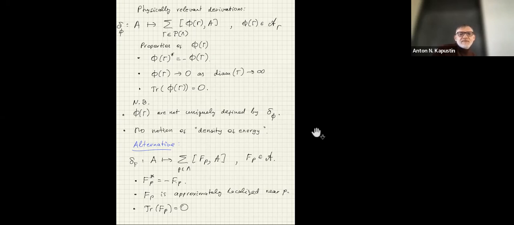Now, that's nice, and that's what people often use, but I don't like it because these terms are not uniquely defined by the derivation, and it's hard to parameterize this ambiguity. Also, physically, it's more natural to write it differently: instead of a sum over finite subsets, write it as a sum over points in the lattice, where now I have commutators with observables which are approximately localized at the sites. You can reorganize the sum in this way in many different ways. Again, each observable is Hermitian and traceless, but now it's approximately localized near the point.